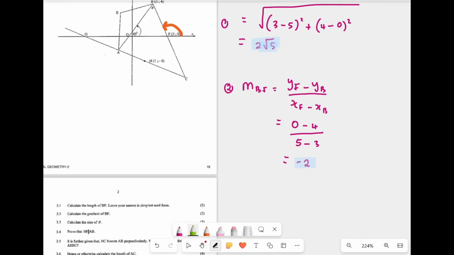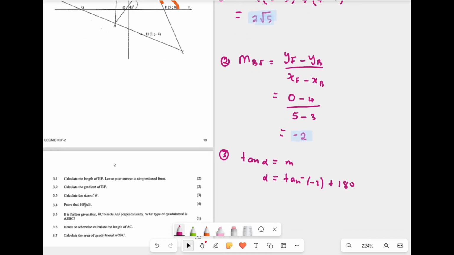So let me call this angle alpha. So now we do have the gradient of the line. So number 3, we can just say tan alpha is equal to the gradient of the line we just calculated. It is -2. So that means alpha is equal to shift or arctan of -2. Remember, if the gradient is negative, you always add 180. So your alpha here will be arctan of -2 plus 180. It will give us 116.57.